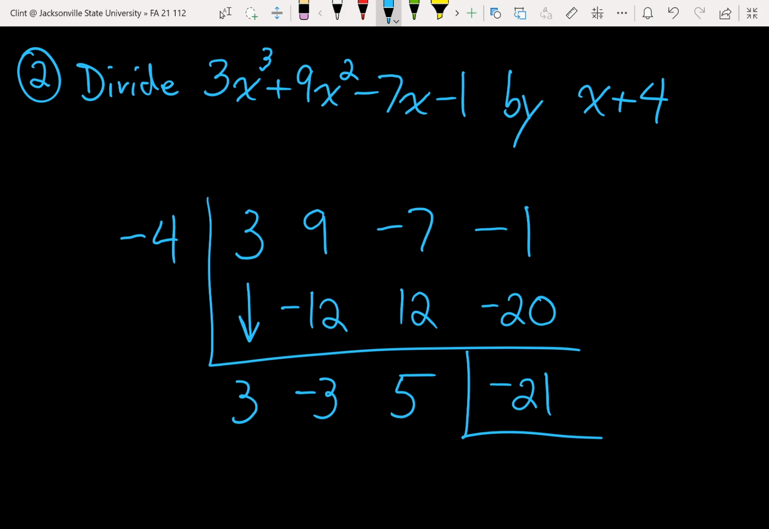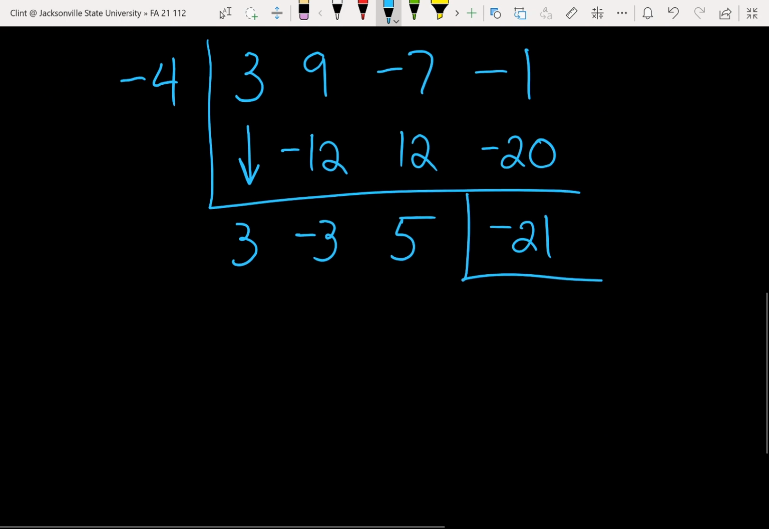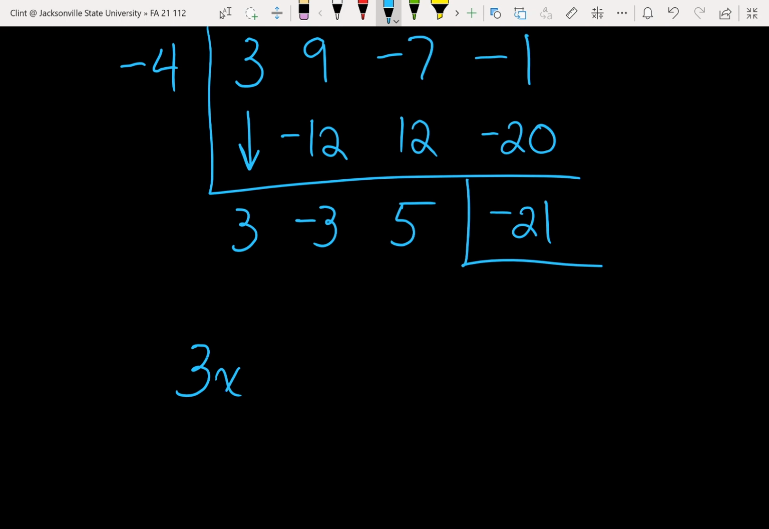Okay, and then to write down our answer, these are the coefficients, but we've got to make sure we started with x to the third power, so our answer will start with x to the second, or x squared. So this will be our coefficient on x squared. So we'll have 3x squared minus 3x, and then it's a +5. And then again with our remainder, it could ask us to either just give the remainder, or we could write it.